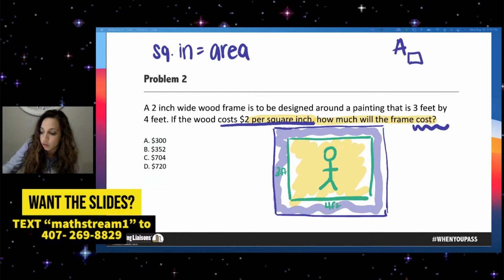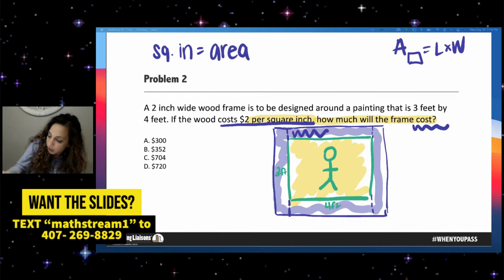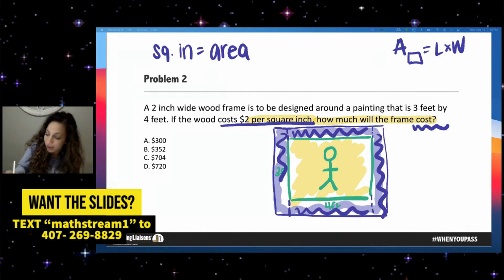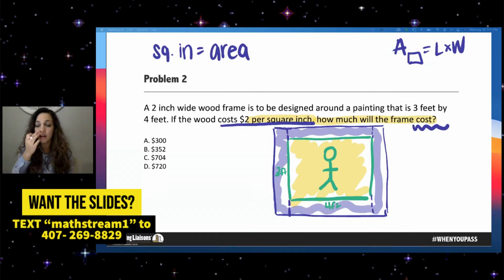Area of a rectangle equals length times width. So I can cut this frame here, and here, and here, and here. What did I just do? I created a rectangle right here, a rectangle right here, a rectangle right here, and a rectangle right here that I can find the area of. So I have 4 different rectangles that I'm going to find the area of.